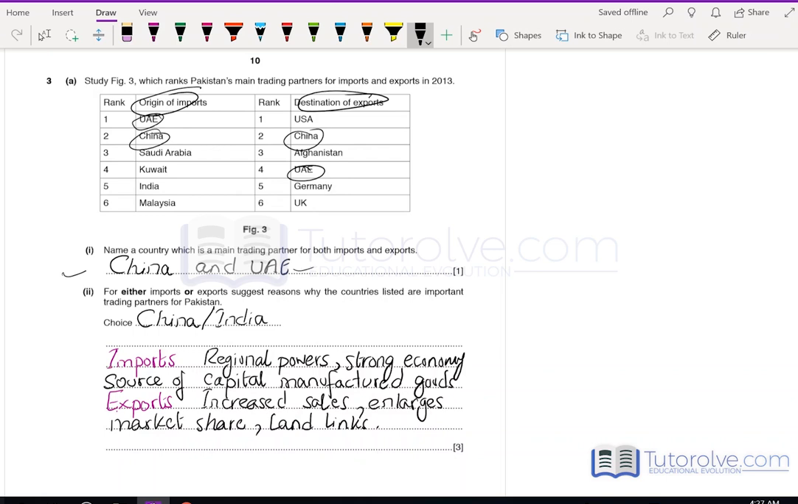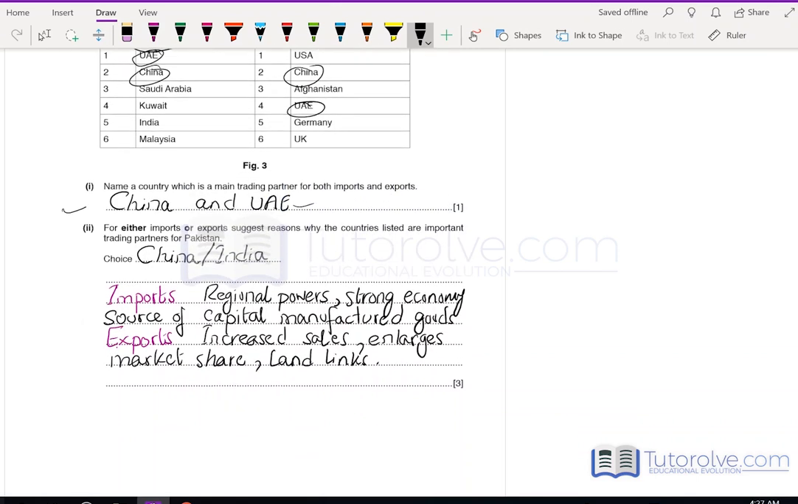For either imports or exports, suggest reasons why countries listed are important. So you can talk about either imports or exports. Let's say we take China and India as an example. Why for imports? Because they're regional powers with strong economies, so they have a sustainable amount of capital, which makes manufactured goods. So that means that whatever we are getting is a very good value product, and that is only helping us more.